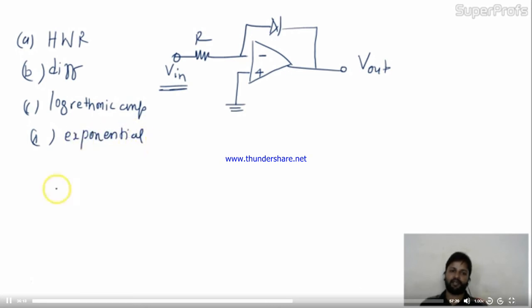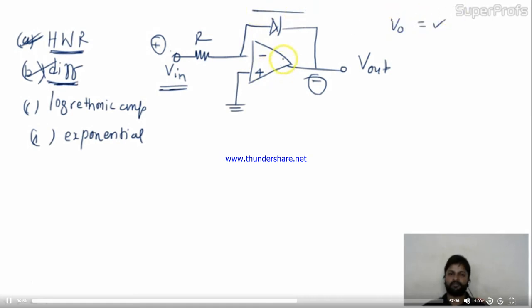Friends, this is not a differentiator because we have seen the differentiator circuit. In the differentiator circuit, at this stage I have a capacitor and at this stage I have a feedback resistor. Let me check whether it's a half wave rectifier or not. Come to the positive half cycle. In the positive half cycle, it will be negative. Negative means the diode will conduct. You will definitely get some output.